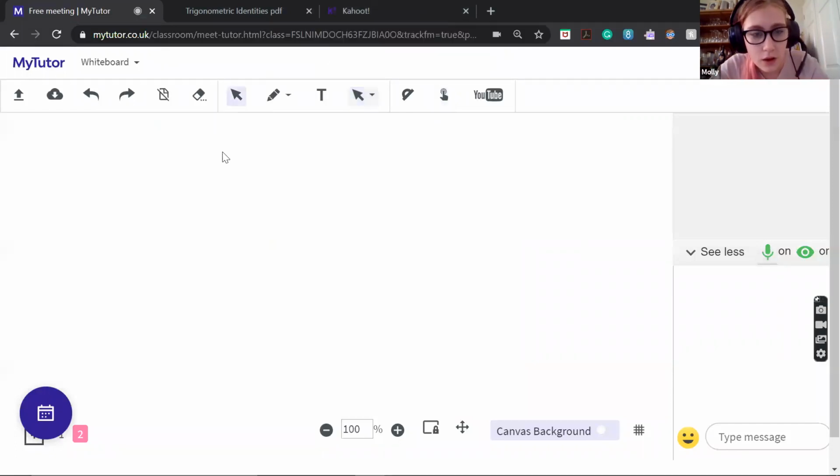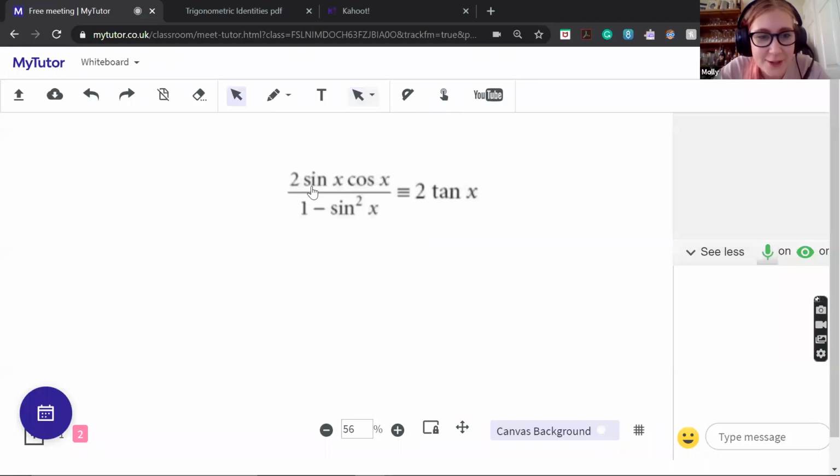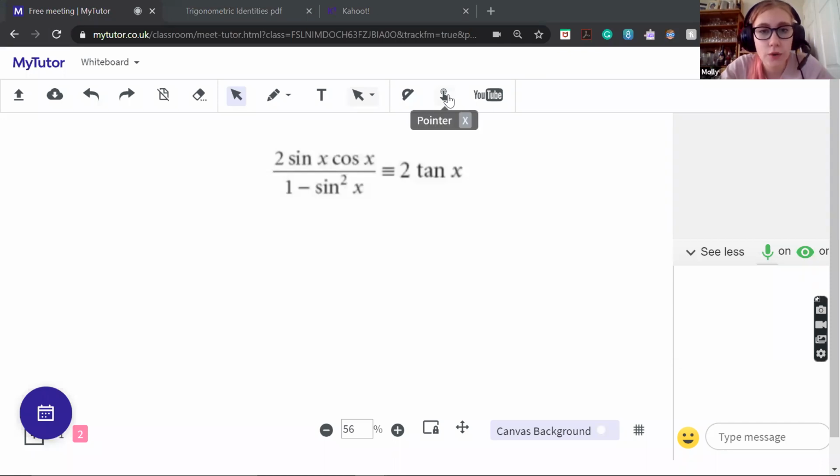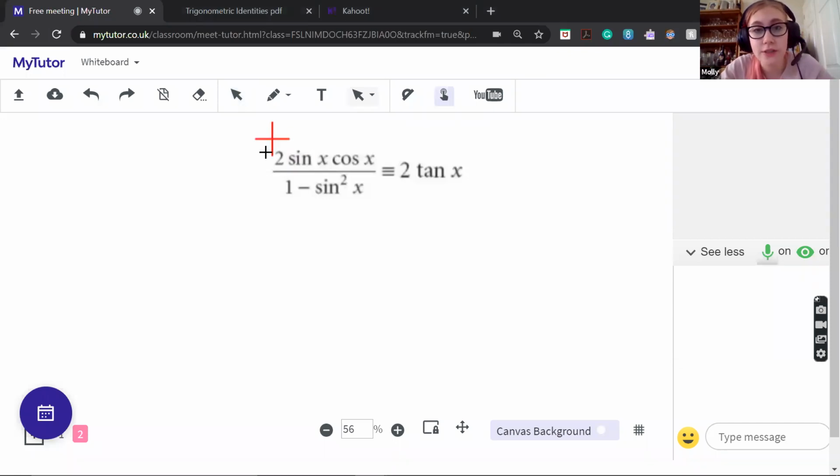Right. Let's have a look at this one. So 2 sine x cos x over 1 minus sine squared x is equivalent to 2 tan x. So the first thing that I would look at here is, what can we do here? So we could make 2 sine x cos x, if you all keep your sheets in front of you.